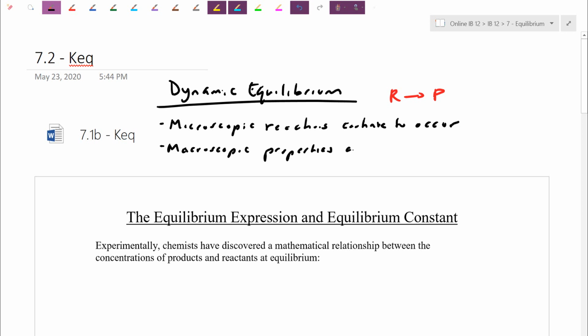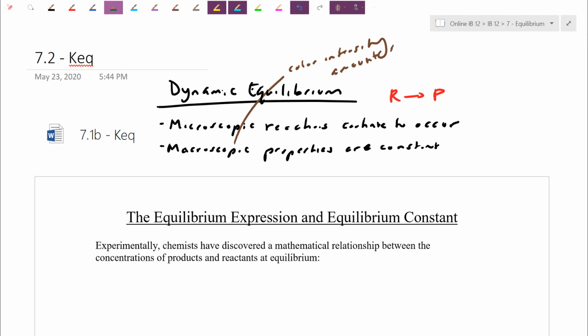Macroscopic properties are constant. What are some examples of macroscopic properties? It could be color intensity. It could be the amount of material. So if I have a saturated solution, it looks like the amount of powder is just sitting there. It looks like it's not changing. That would be a macroscopic property. Pretty much outwardly, it looks like nothing's changing.